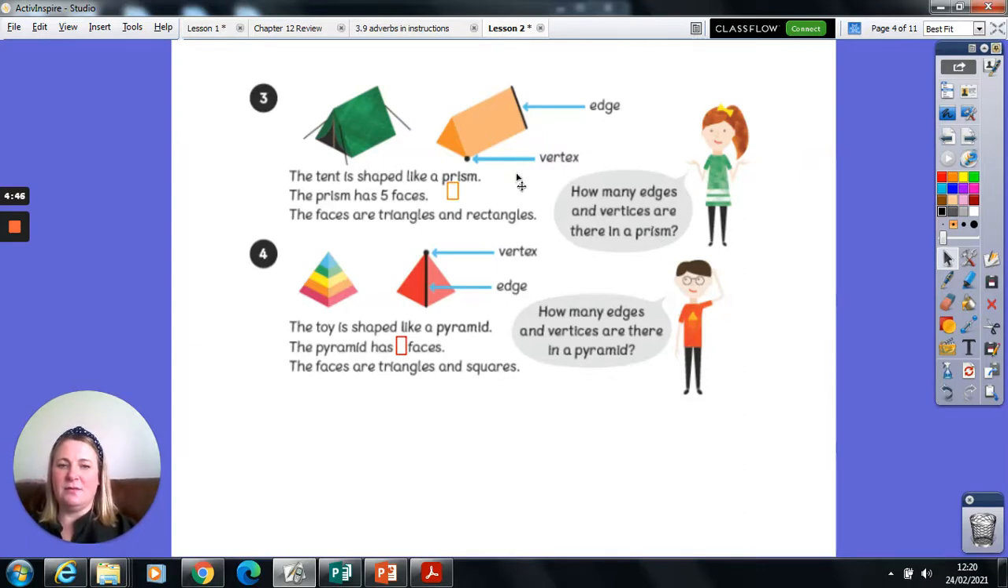Okay, so vertices, well there's one vertex. 1, 2, 3, and of course there must be 3 on the other side, so 4, 5, 6. 6 vertices. Edges now. Well, a triangle has 3, so there's 3. 1, 2, 3. So there must be 3 on this face. 4, 5, 6, 7, 8, and then the one hiding from us, 9.